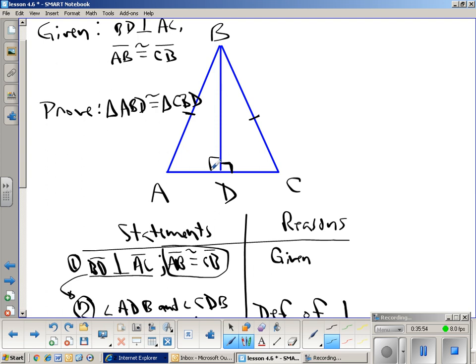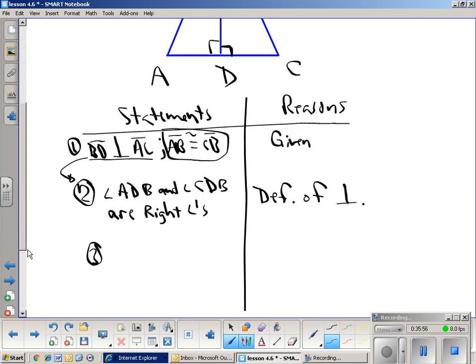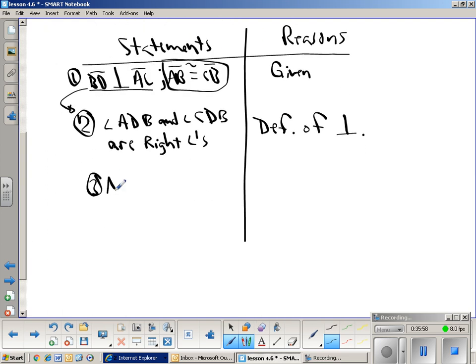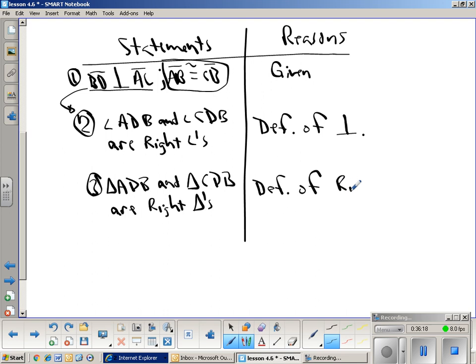They're right triangles, okay? So we're going to say triangle ADB and triangle CDB are right triangles, and that's the definition of right triangles. The definition of a right triangle simply says if it has a right angle, it's a right triangle. Right?